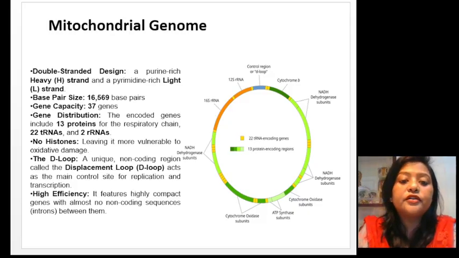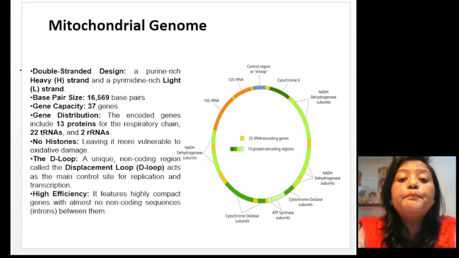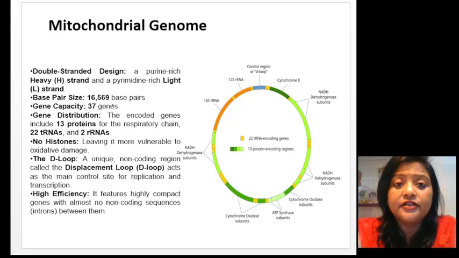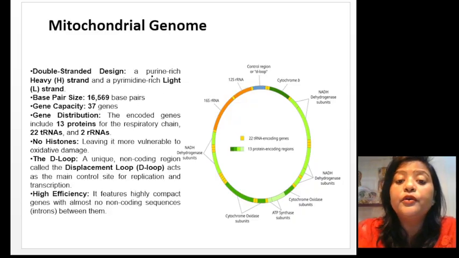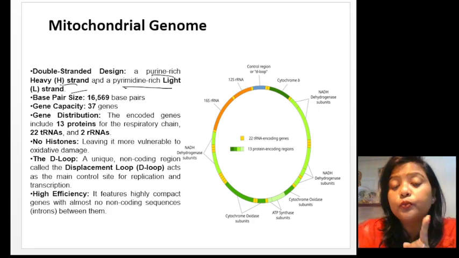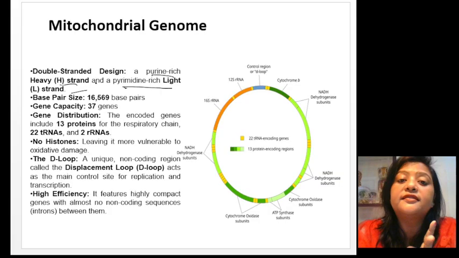Number one point: the mitochondrial genome is purine rich. It has two strands, or you can say it's a double stranded genome. One strand is a purine rich heavy strand, and the other strand is a pyrimidine rich light strand. Since it's double stranded, both the strands are distinct. This is the nature.